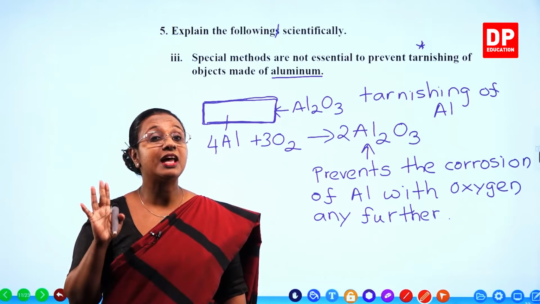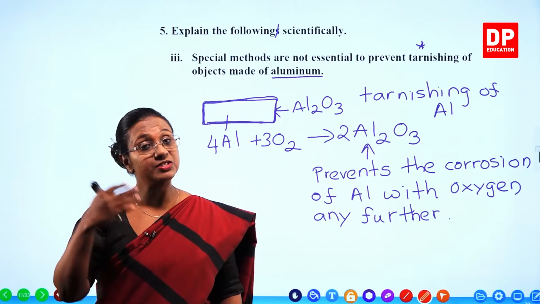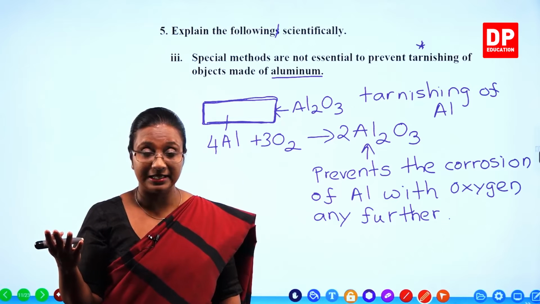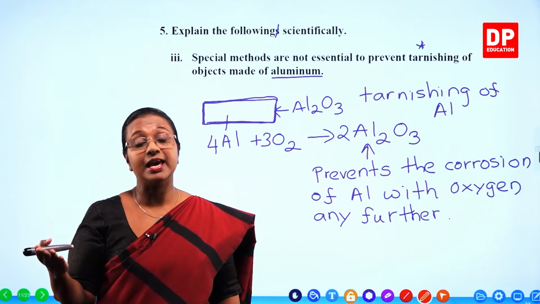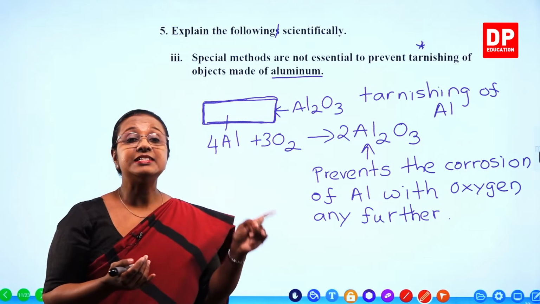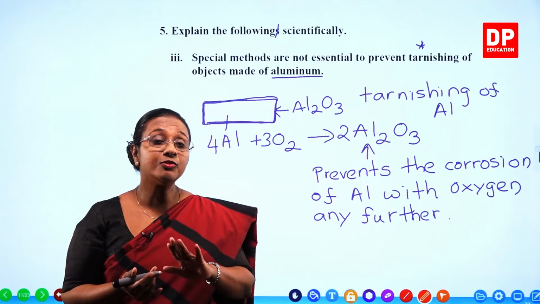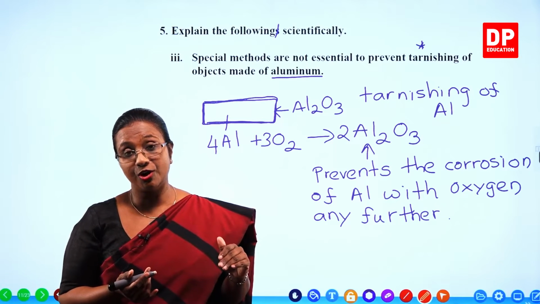Shine of the metal, the lustrous nature of metal is lost due to the reaction of metals with atmospheric air or other materials, usually atmospheric air. But when we say corrosion, that is the reaction of metal with oxygen. So during corrosion, there will be tarnishing of metal.